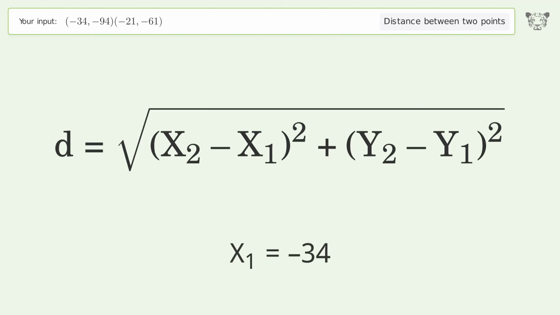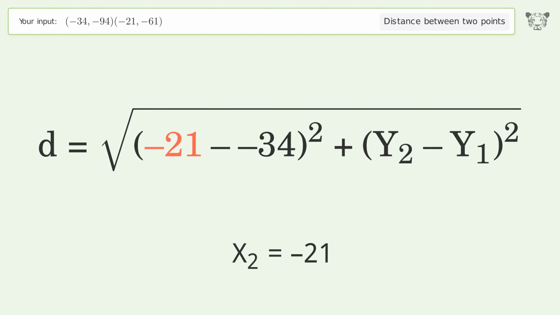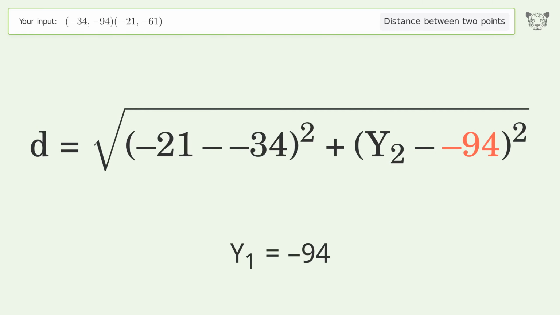x1 equals -34. x2 equals -21. y1 equals -94. y2 equals -61.